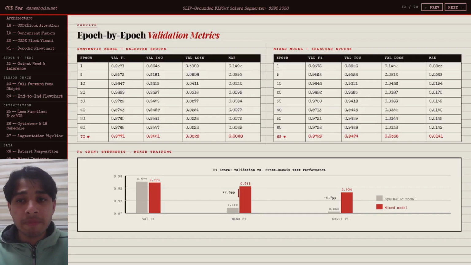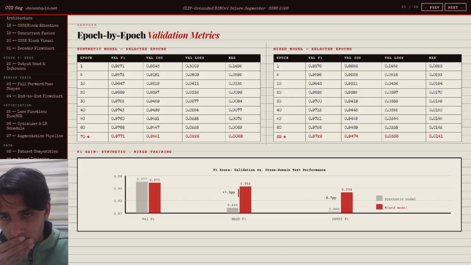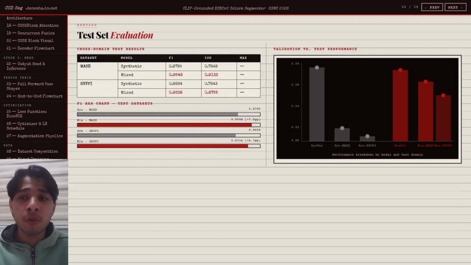These are the numbers that matter for the competition, held out test sets that the models never saw during training. The metric bars make the improvement from synthetic to mixed training visually immediate. The scatter chart on the right shows something reassuring. The mixed model's performance on real data is close to its own validation performance, meaning it didn't just memorize the real training images, it genuinely generalized.